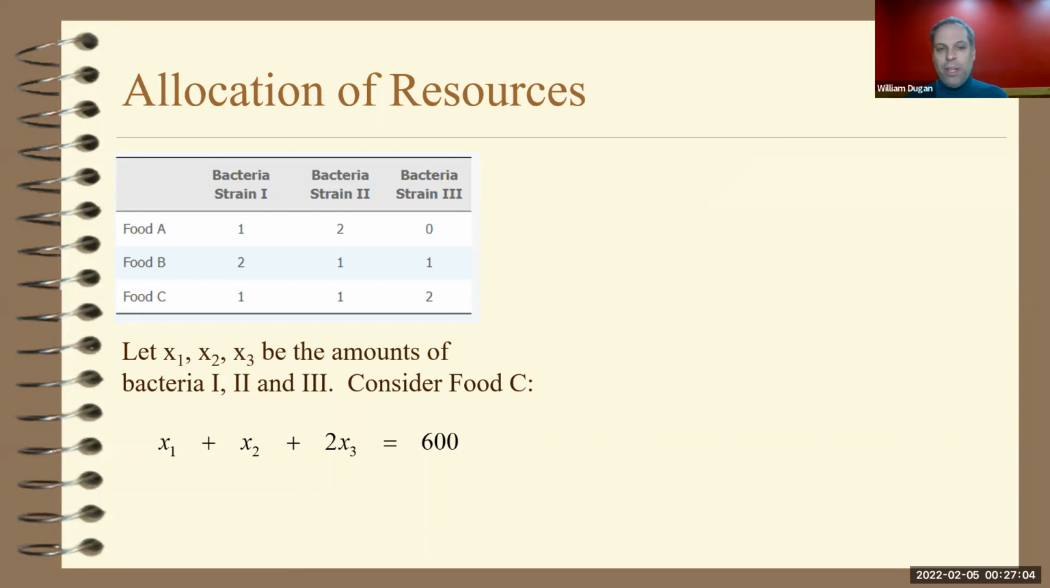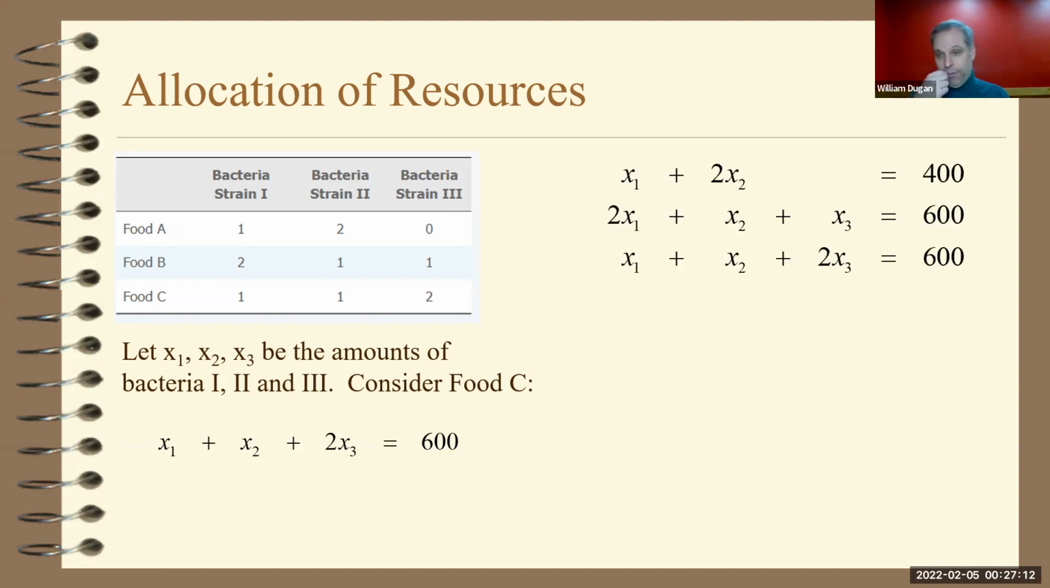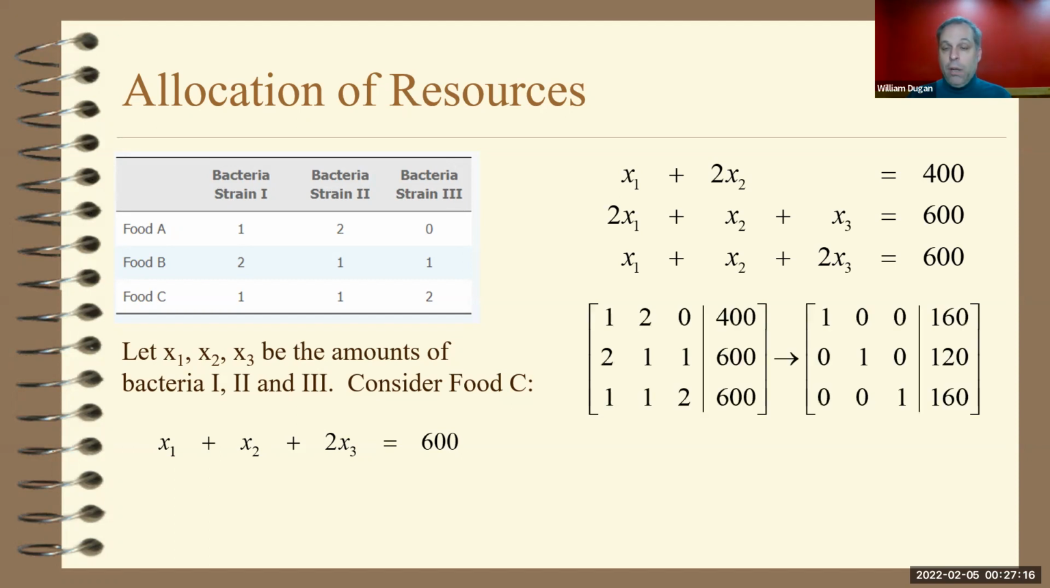You can do the exact same thing for the amount of consumption for food A and for the amount of consumption for food B. By doing so, you get these equations. That's a linear system. We then just solve it by putting in an augmented matrix and row reducing it. In this case, I took it to reduced row echelon form. And then you just come back and read off what X1, X2, and X3 equal.